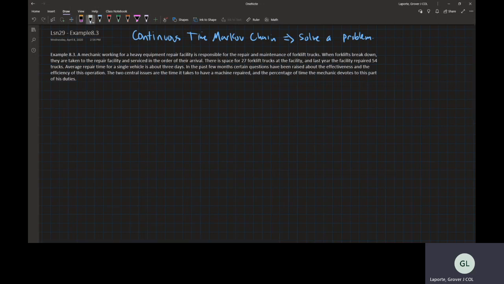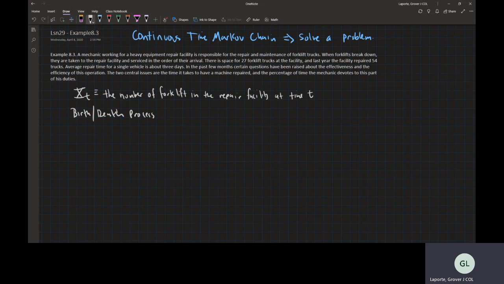Okay, so the way we start off with any of these continuous time Markov chains is to define what our stochastic process is. So in this case, X(t) is the state of the system. So the state of the system is the number of forklifts in the repair facility at time t. Okay, so I claim that you can use a pure birth-death process in order to do this one.